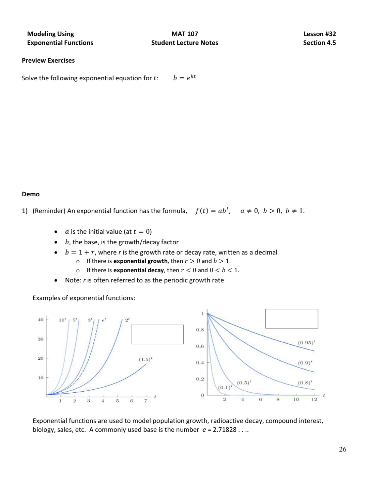And b is 1 plus r. R is the growth rate or decay rate written as a decimal. If there's exponential growth, then r is positive and b is bigger than 1. And when you have exponential decay, r is negative and b is smaller than 1. And r is often referred to as the periodic growth rate. You might see that in your homework.